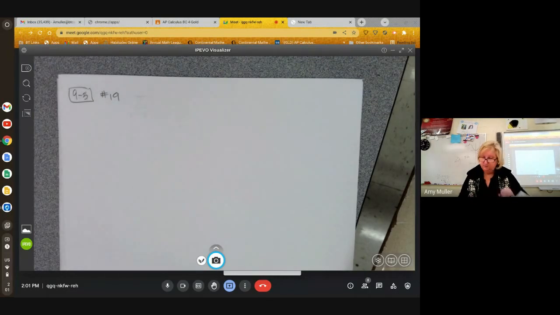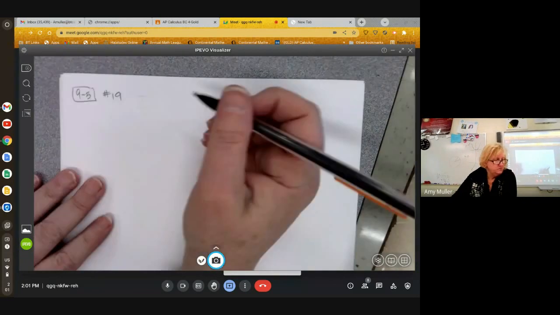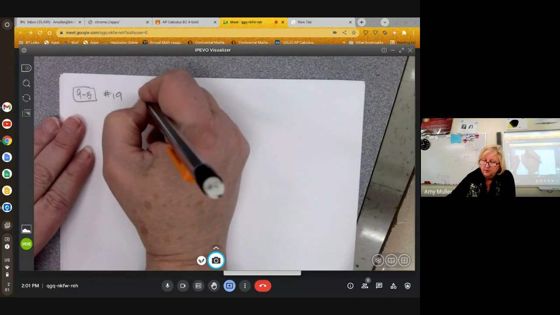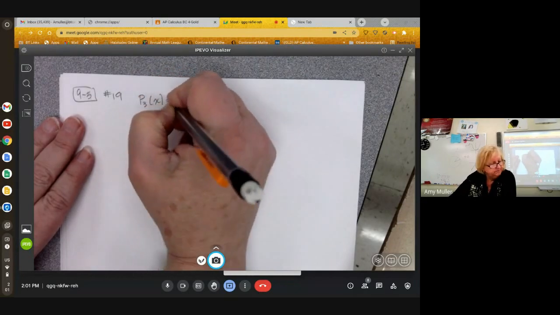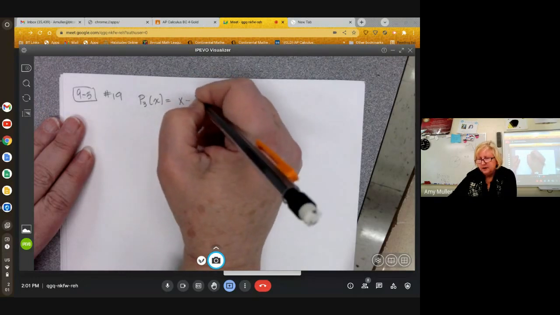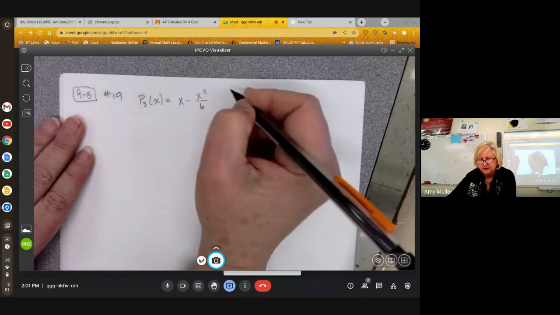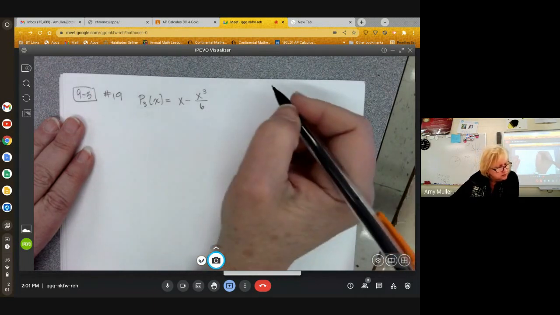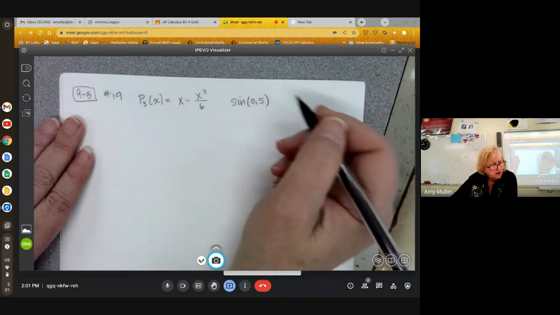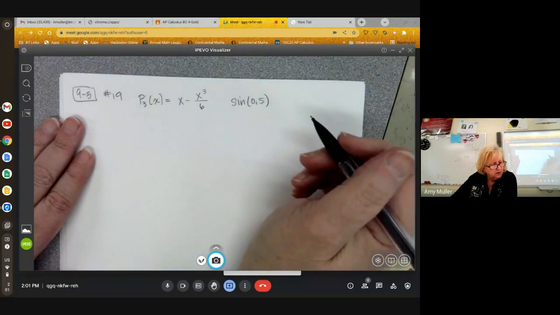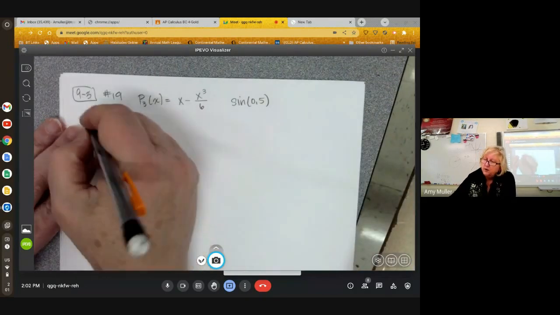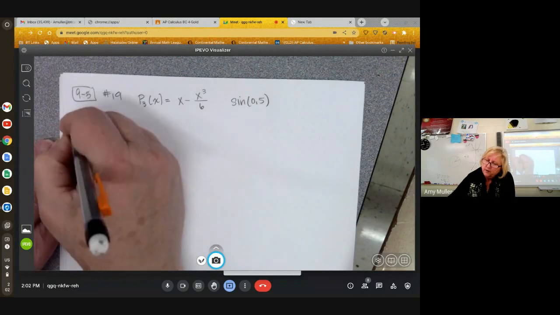Number 19. Looks like my handwriting. Suppose P3 of x is equal to x minus x cubed over 6. This looks like it's a sine problem, to approximate sine of 0.5. Give an error of the approximation based on the alternating series error bound. Okay, so the alternating series error bound.